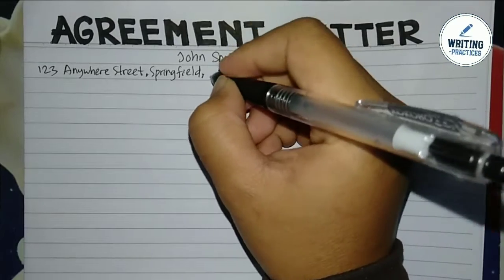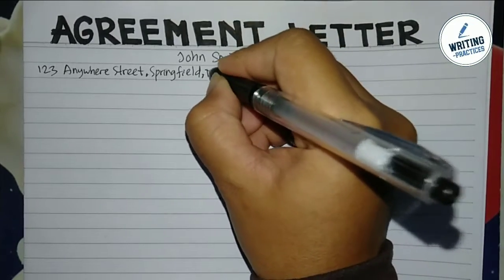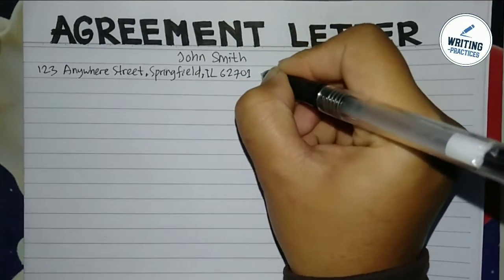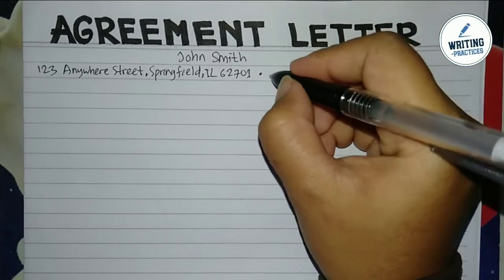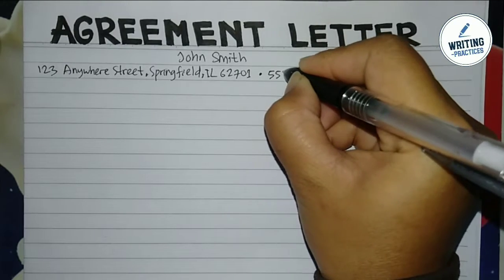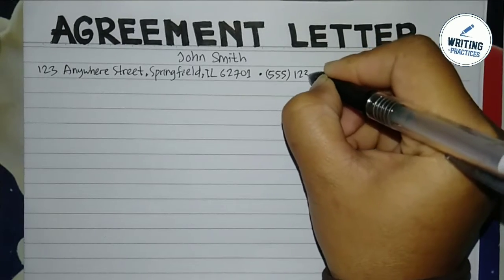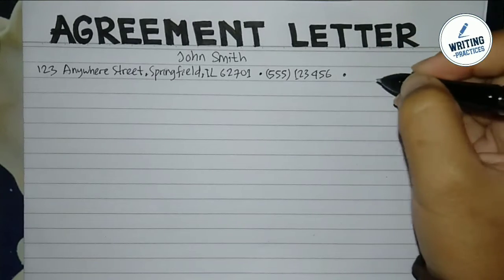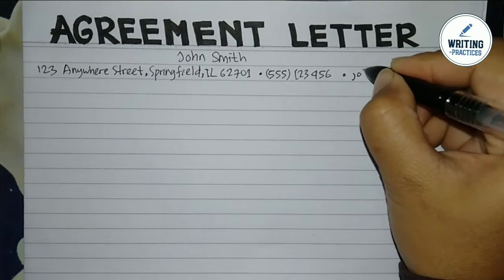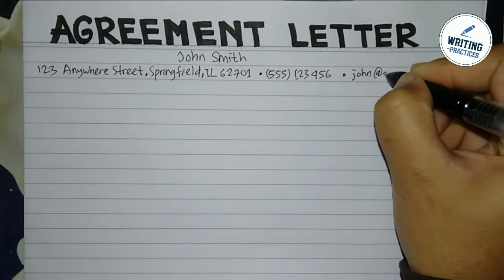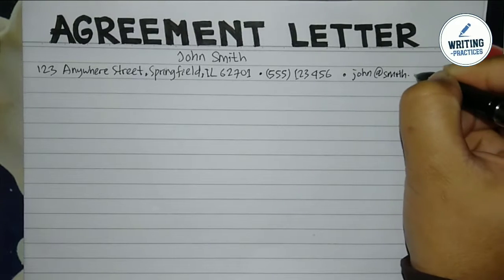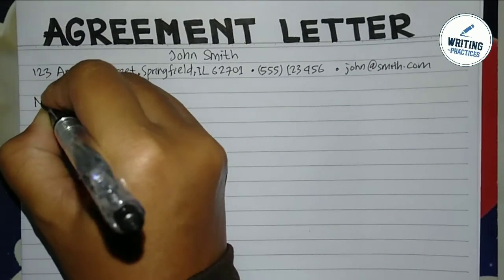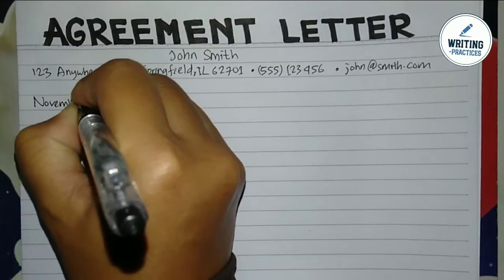Agreement letters can cover a wide range of topics, including business partnerships, employment agreements, rental agreements, and more. They typically include details such as the names of the parties involved, the specific terms of the agreement, any deadlines or milestones, and any relevant legal or regulatory requirements. Agreement letters are legally binding once signed by all parties involved and can be used as evidence in the event of a dispute. Here, Writing Practices will show you how to write an agreement letter step by step.